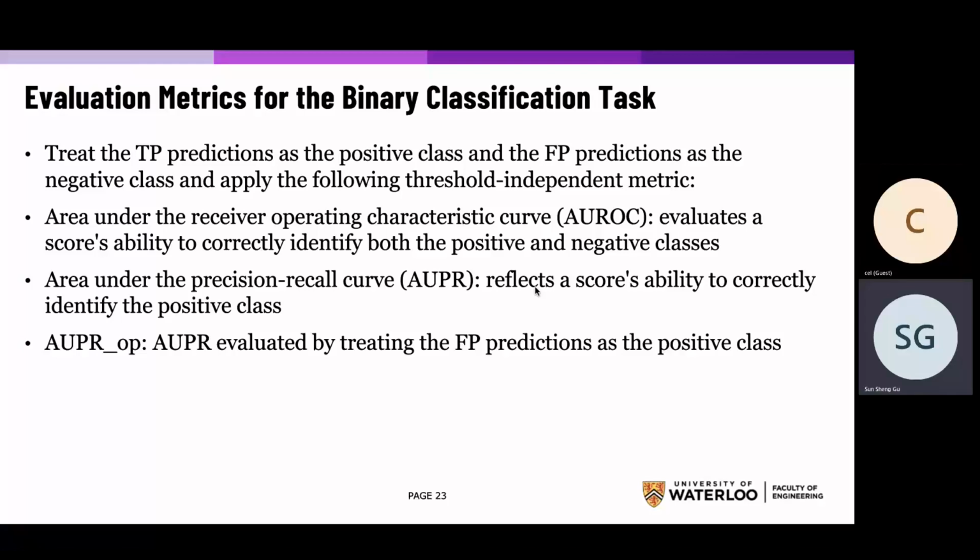And the other metric is called area under the precision recall curve. This metric does reflect a score's ability to correctly identify the positive class. So this one does have an emphasis. And then we have AUPR OP. So it's AUPR, but now we are treating the FP predictions as the positive class. So this metric will reflect more the performance on correctly identifying the FP predictions.